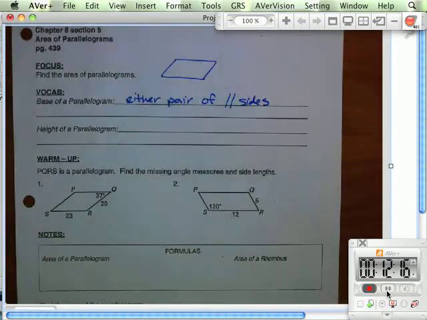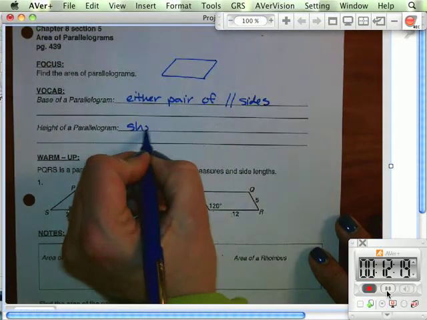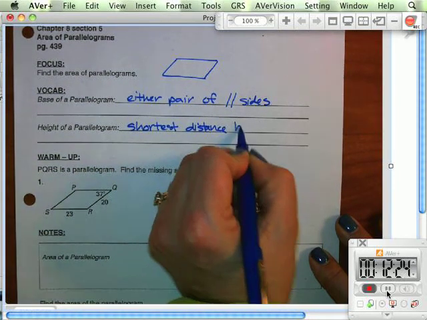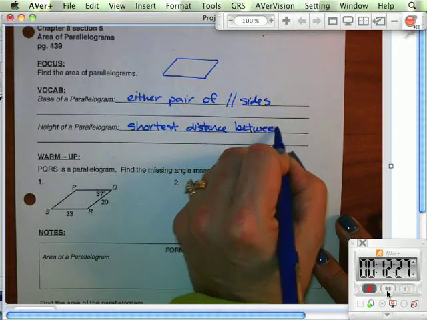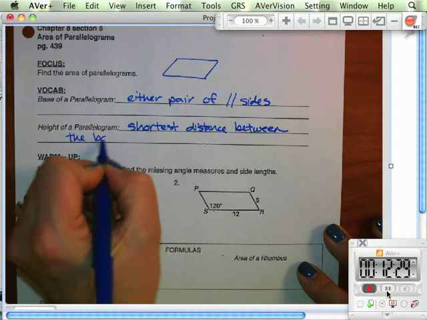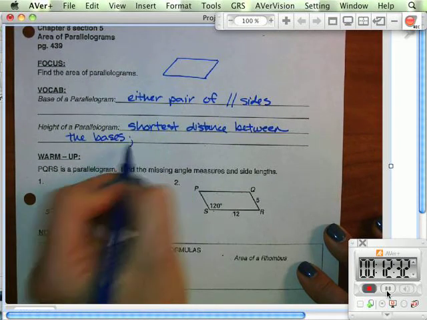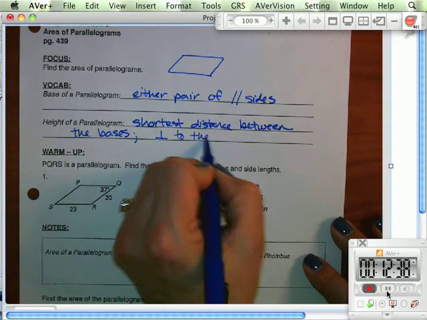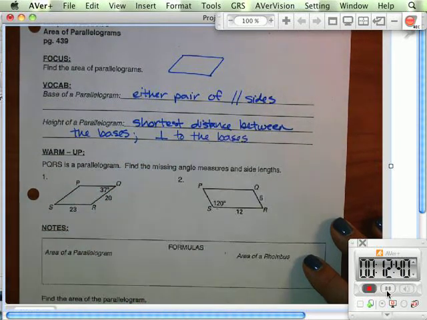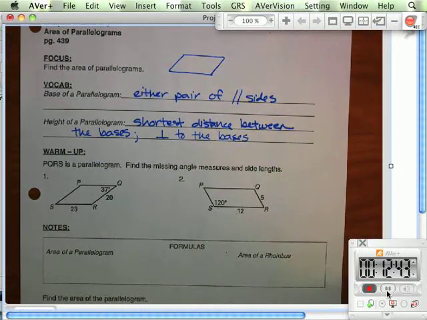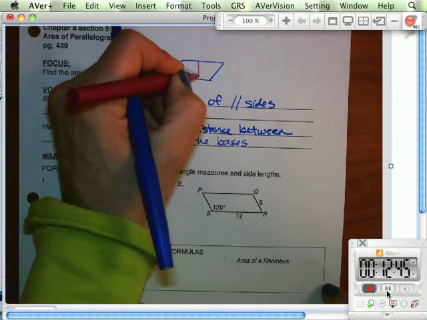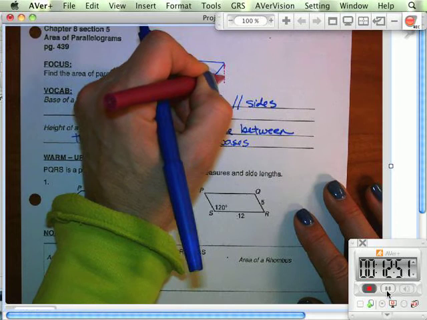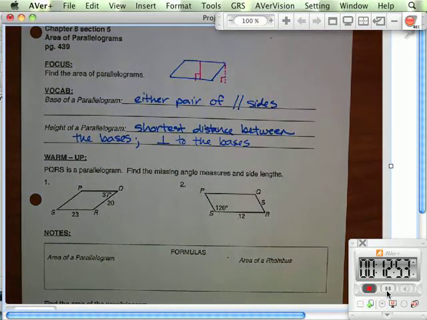All right, the height of the parallelogram is the shortest distance between the bases. And it's always perpendicular to the base, or bases, if you want to call it that. So I could draw it like this, or it could be outside, like that. Doesn't matter. You might see it either way.